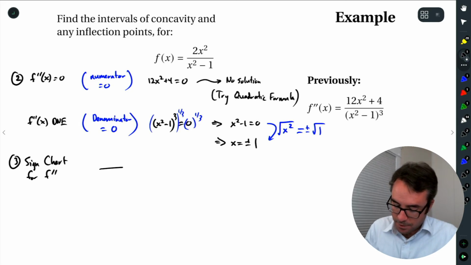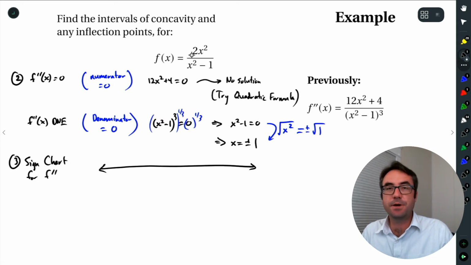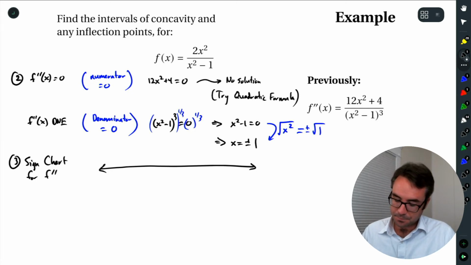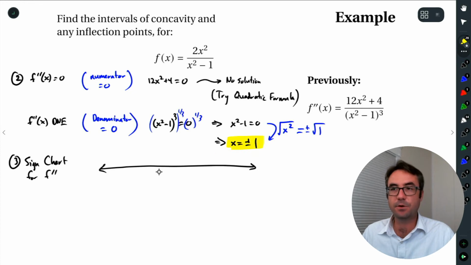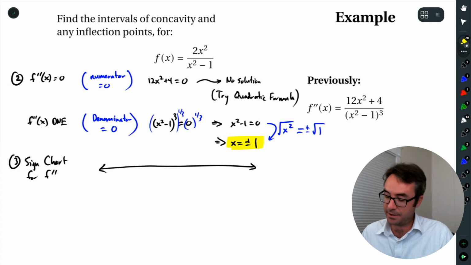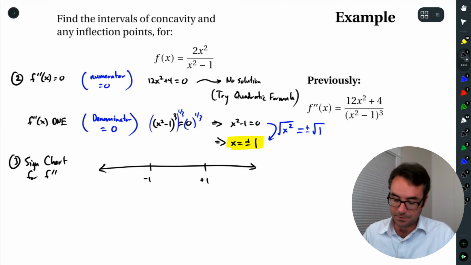So we're going to draw in our number line. This is a rational function, so it's defined for almost all real numbers, except where we divide by 0. Let's plot these two values that we found for our sign chart. We're interested in where our second derivative is positive or negative. So let's plot these two numbers, -1 and +1. And that kind of splits our number line up into intervals.